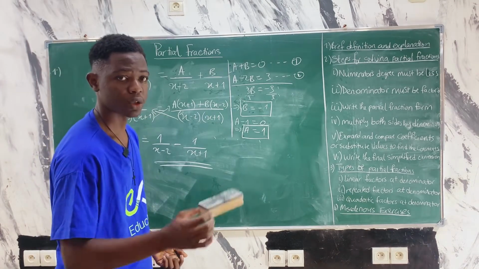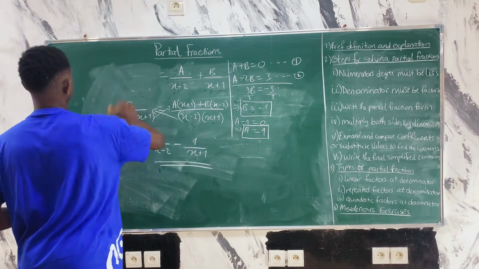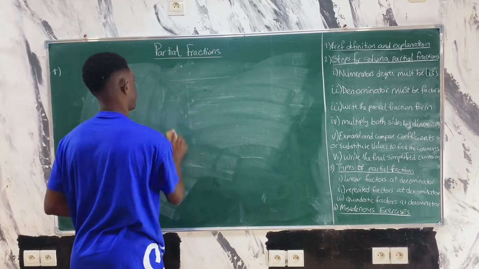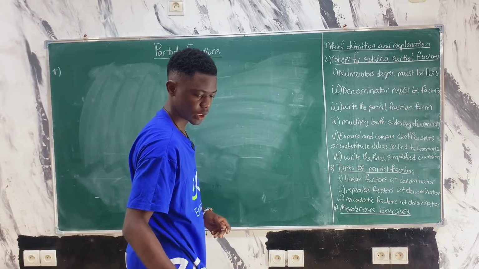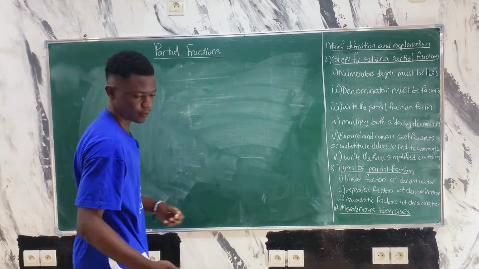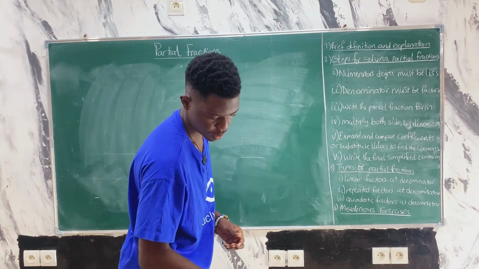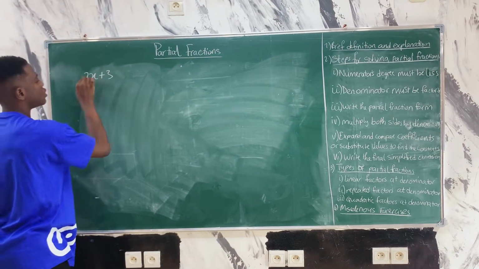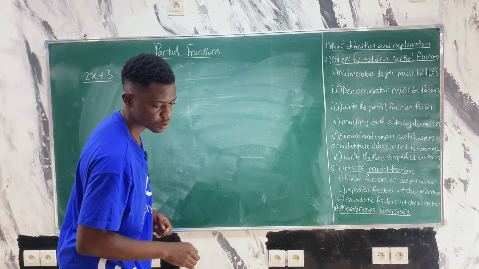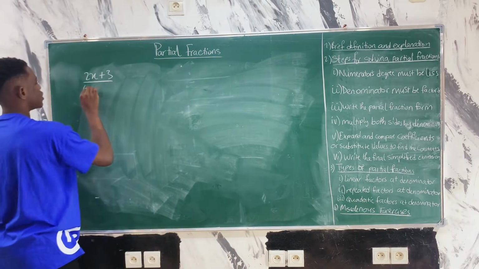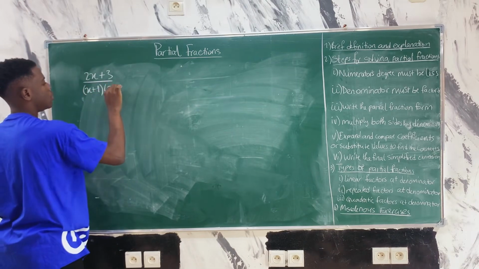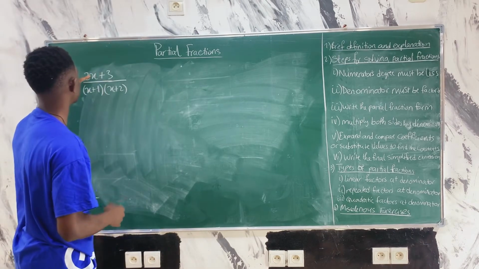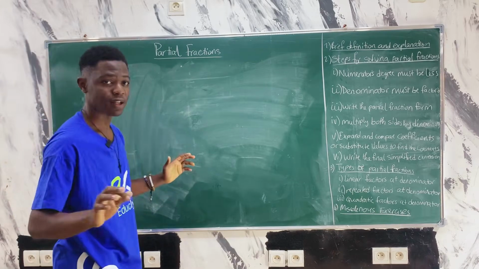So we are going to do another exercise. The other exercise will be 2x plus 3 on x plus 1, x plus 2. This is a little bit more complex because there's an x on top, but it's as simple as the other one.